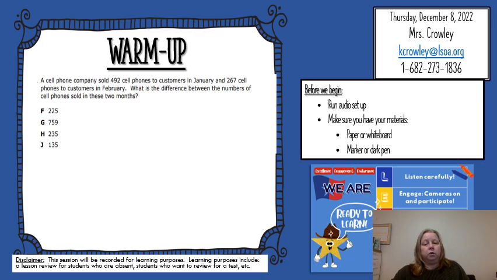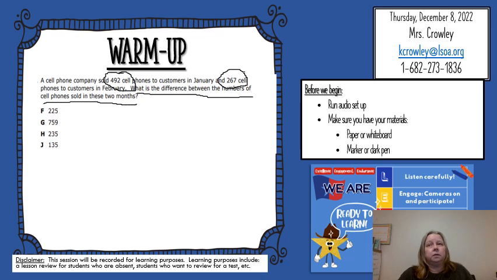Okay, if you will remember your cubes strategy, we should circle our numbers. I see 492 and 267. And then I'm going to underline the question. What is the difference between the numbers of cell phones sold in these 2 months? Now I'm going to box important information. I'm going to box the word difference.